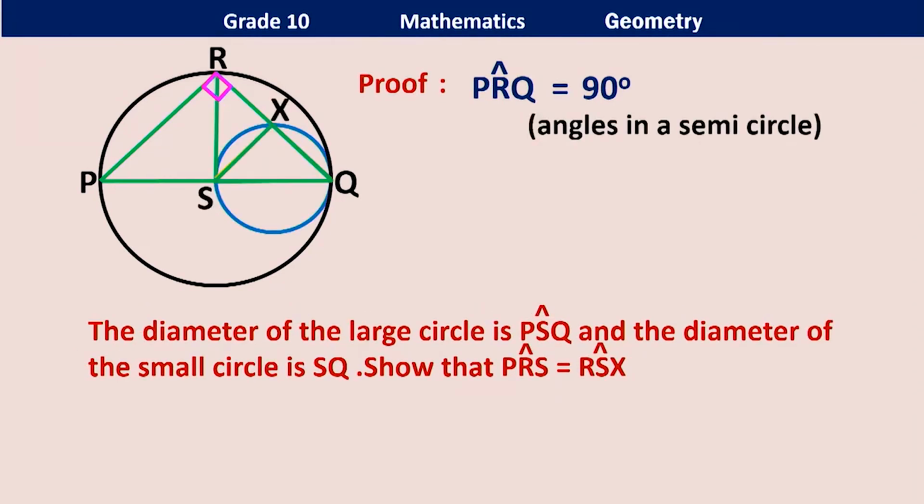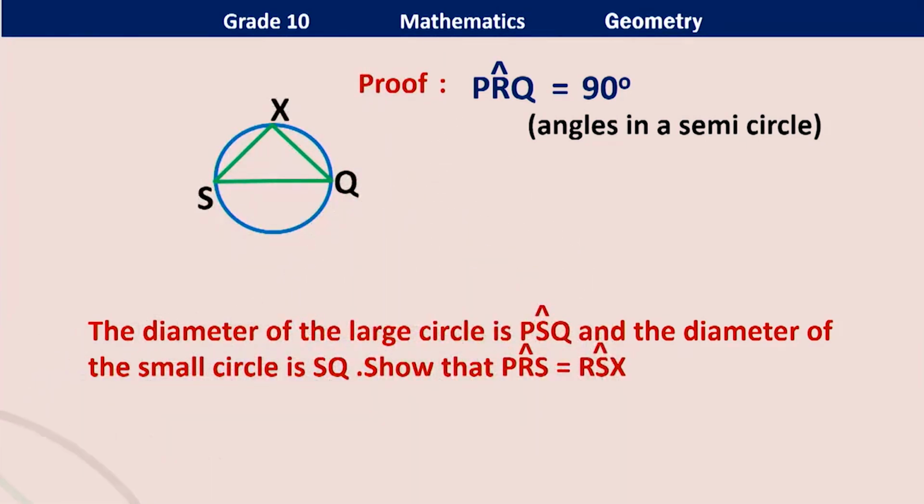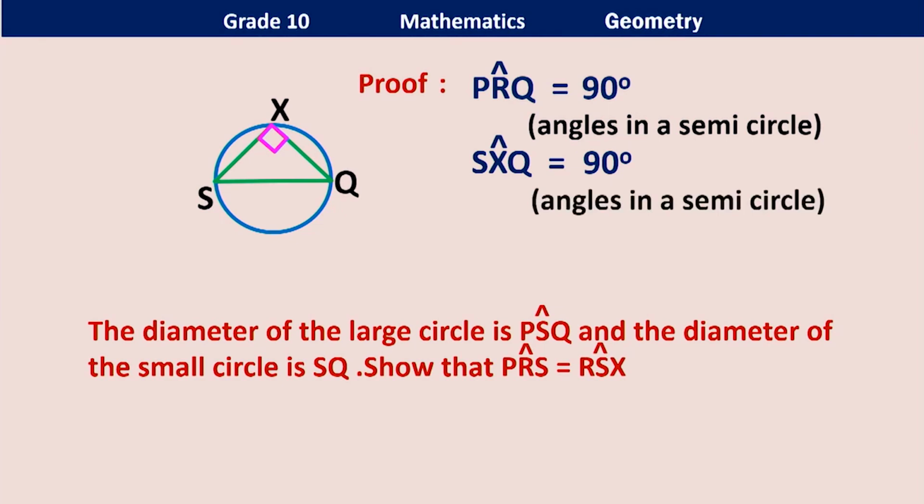Now, once again we will move on to the figure. There you can see the small circle. There the diameter is SQ. So, what can you say about the angle SXQ? Once again, it is an angle in a semicircle. Therefore, the magnitude of the angle SXQ is 90 degrees. Therefore, we can say angle SXQ is equal to 90 degrees. Once again, you have to mention the reason, that is angles in a semicircle.